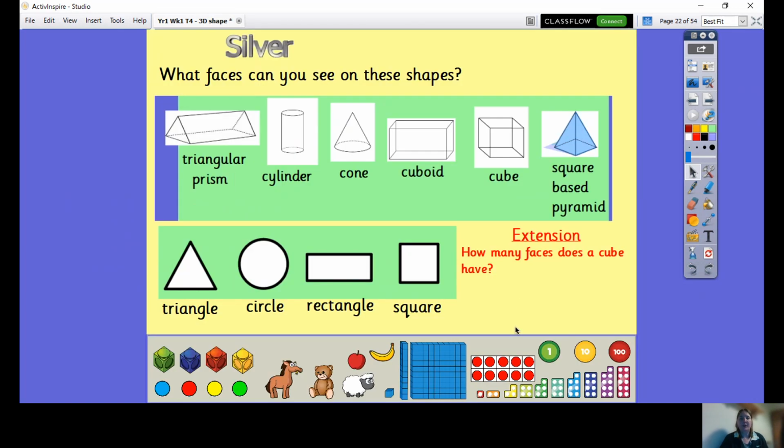So what you're going to do, we've just been through this, what faces can you see on these shapes? So thinking back again, what are the shapes of the faces? So looking at these 3D shapes, we talked about the triangular prism. What shapes can you see on the triangular prism? And you're going to do that for each shape. And then as an extension, can you remember how many faces a cube has? So that's the silver activity.